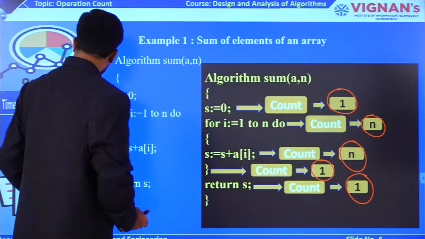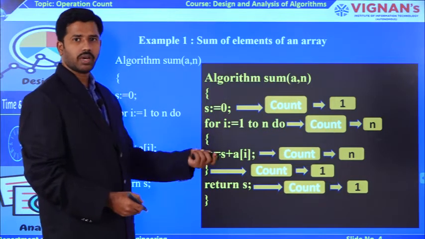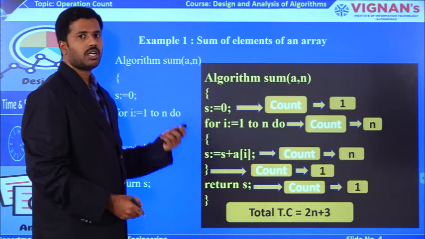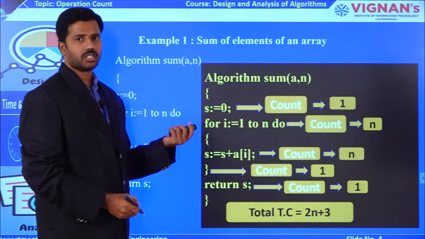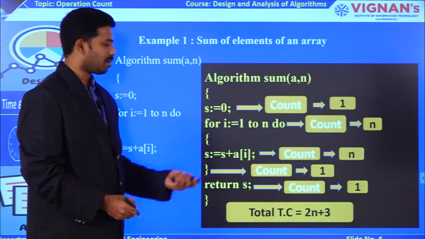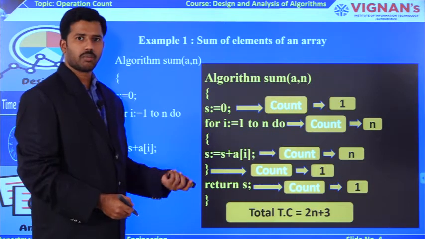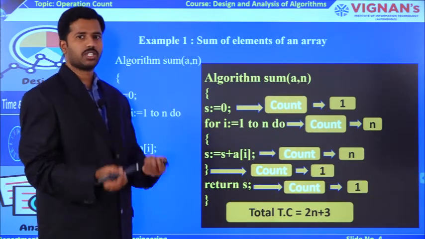So the total time complexity of this algorithm based on the count variable is going to be 2n plus 3. I hope you are aware of the same algorithm we applied in the previous concept, which is step count. In that method also we got the same result, right? So as I said previously, the step count method and the operation count method both will produce the same result, but the way of approach is different.